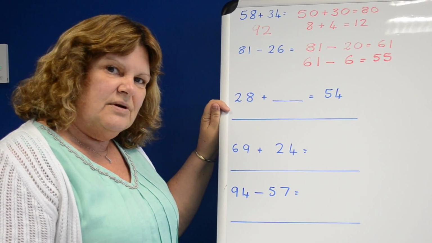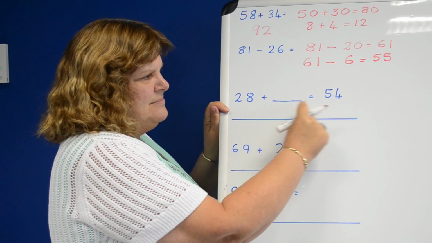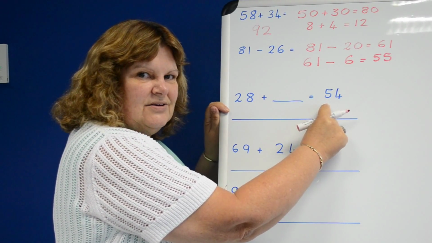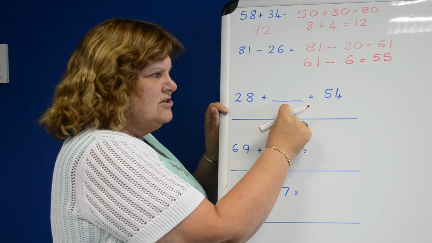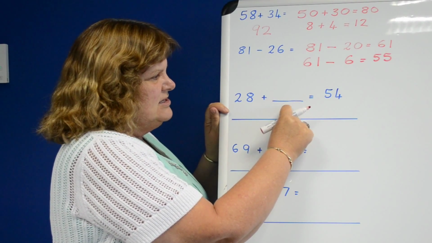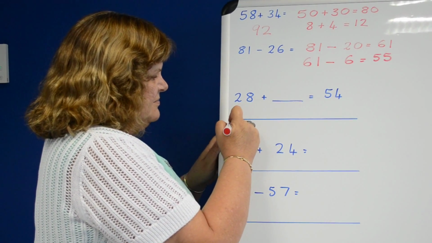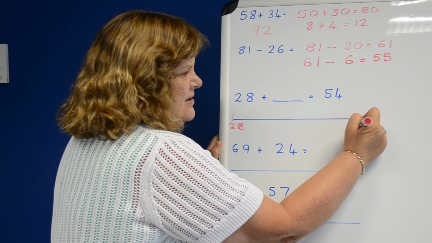Sometimes you might get a story problem where you've got a missing addend. For example, my grandmother was turning 54 years old and I wanted to put 54 candles on her cake. In my cupboard I found 28, so I needed to know how many more I needed to buy to put 54 altogether. So I'm going to start with my 28, and I know that 54 is what I need altogether.